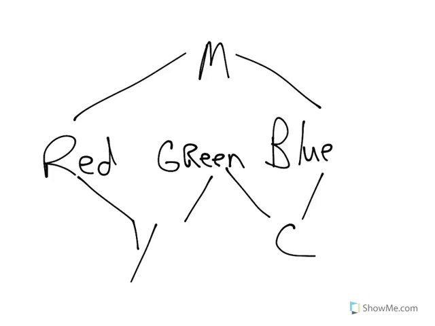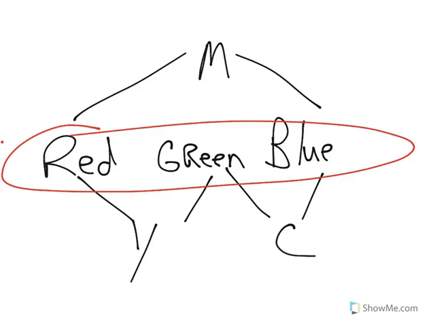Number 15, which of the following is not a primary color of light? Well, these are the primary colors of light: red, green, and blue. So the only one that's not a primary color in that list is yellow, letter A. So number 15, the answer should be A, yellow, because red, green, and blue are the primary colors of light.